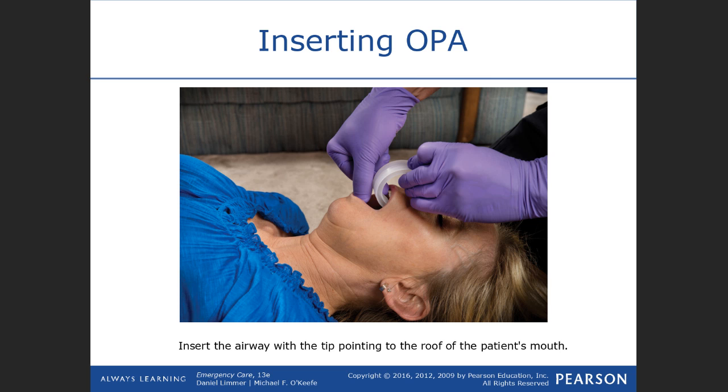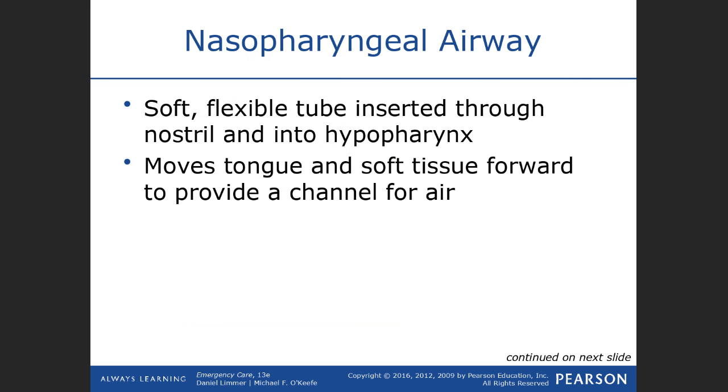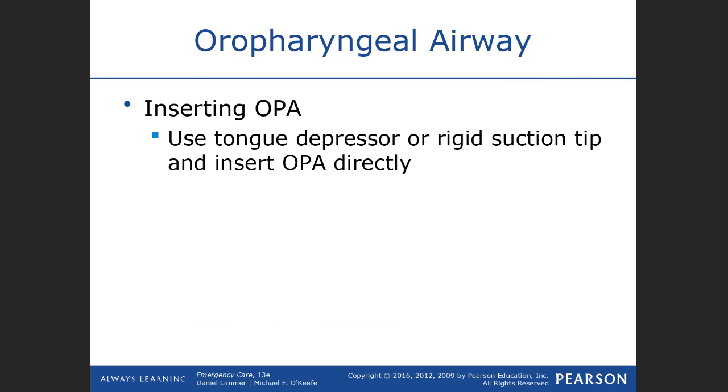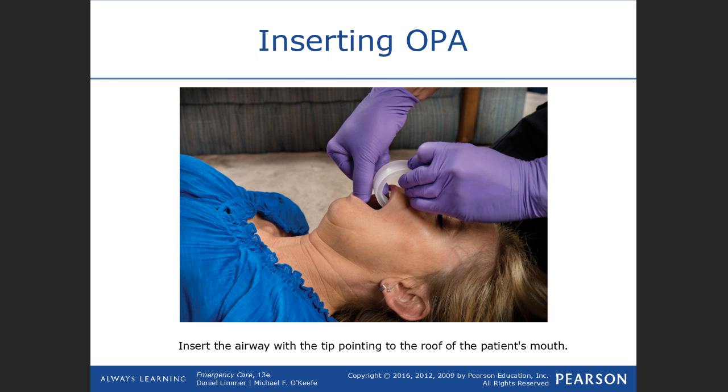Insert towards the hard palate. Once you touch the hard palate, you rotate 180. Now, if the patient's tongue or soft tissues might be inflamed, you may have to try using a tongue depressor to move the base of the tongue and then insert the airway device. And we will go through all of that in skills.